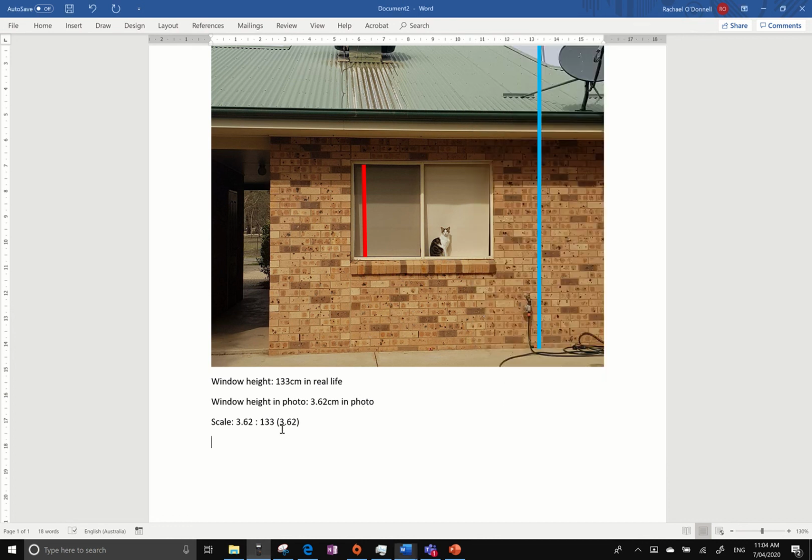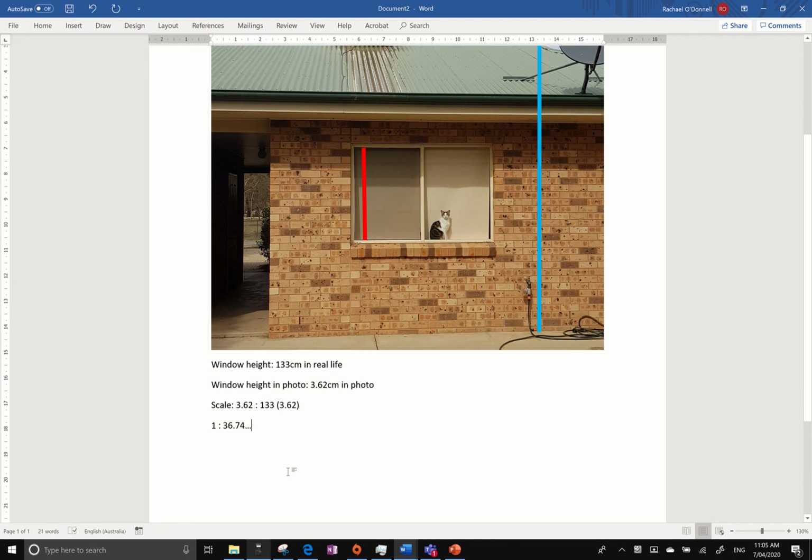So we've got the scale is going to be 1 to, and what was that number again? We had 36.74... Okay, so there we go. So the 1 represents what's in the photo, and the 36.74 just means what's in real life is going to be 36.74 times bigger than what's in this photo. So from here, we need to use the scale to find the height of the house.